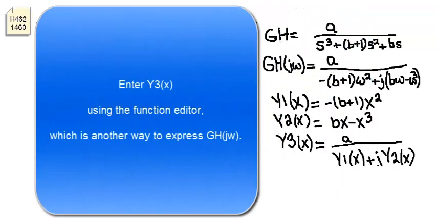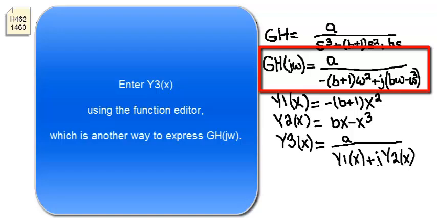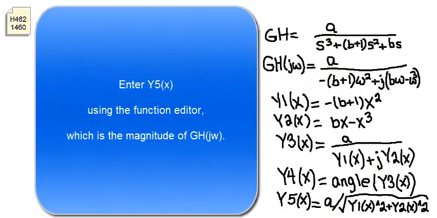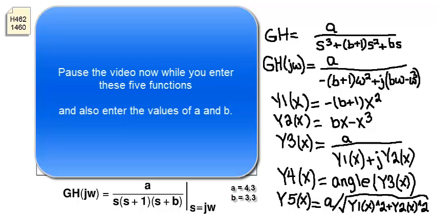Enter y3 using the function editor, which is another way to express GH in the j omega domain. Enter y4 using the function editor, which is the angle of GH of j omega in radians. Enter y5 using the function editor, which is the magnitude of GH of j omega. Pause the video now while you enter these 5 functions, and also enter the values of A and B.